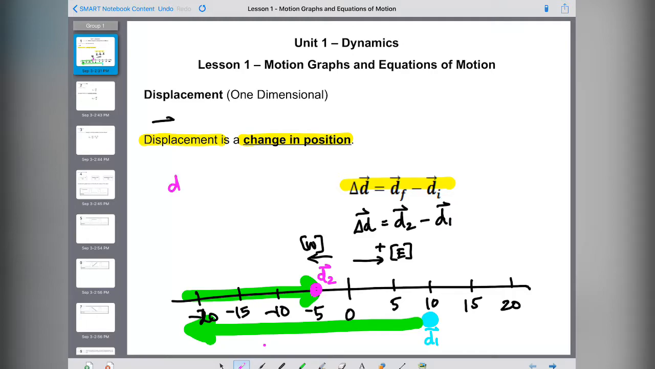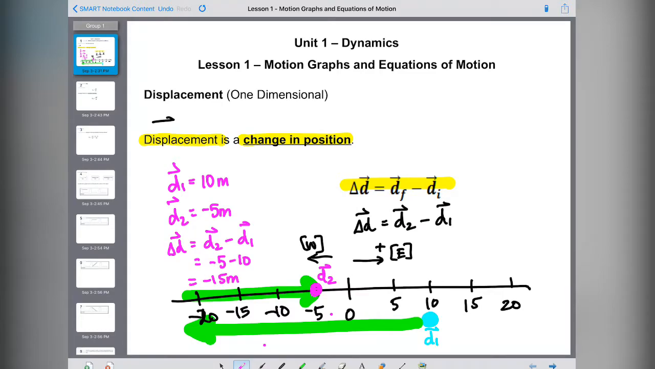Okay, so D1 is going to be 10. I'm going to just assume that this is in meters. I'm going to put positive because it's on the east side. And then the D2, in this case, is going to be at negative 5, meaning to the west. And if we plugged it into the equation, since delta D is D2 minus D1, I will write that this is -5 minus 10, giving me -15 meters.